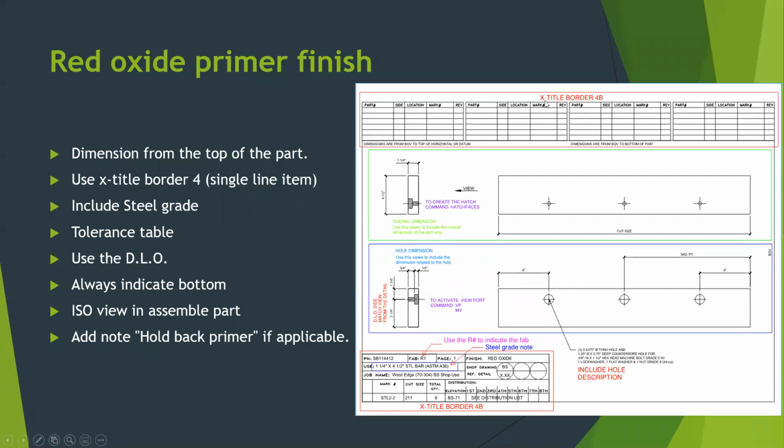As you can see, we are using the X title border 4B. We are using two viewports that I'm going to show you in a moment how to create. And keep in mind, when we are doing this, we want to use the same X title border here and X title border 4B down here, but we want to include the steel grade note. Let's start doing one by one and see how you do it. So, how do you add the X title border 4B?